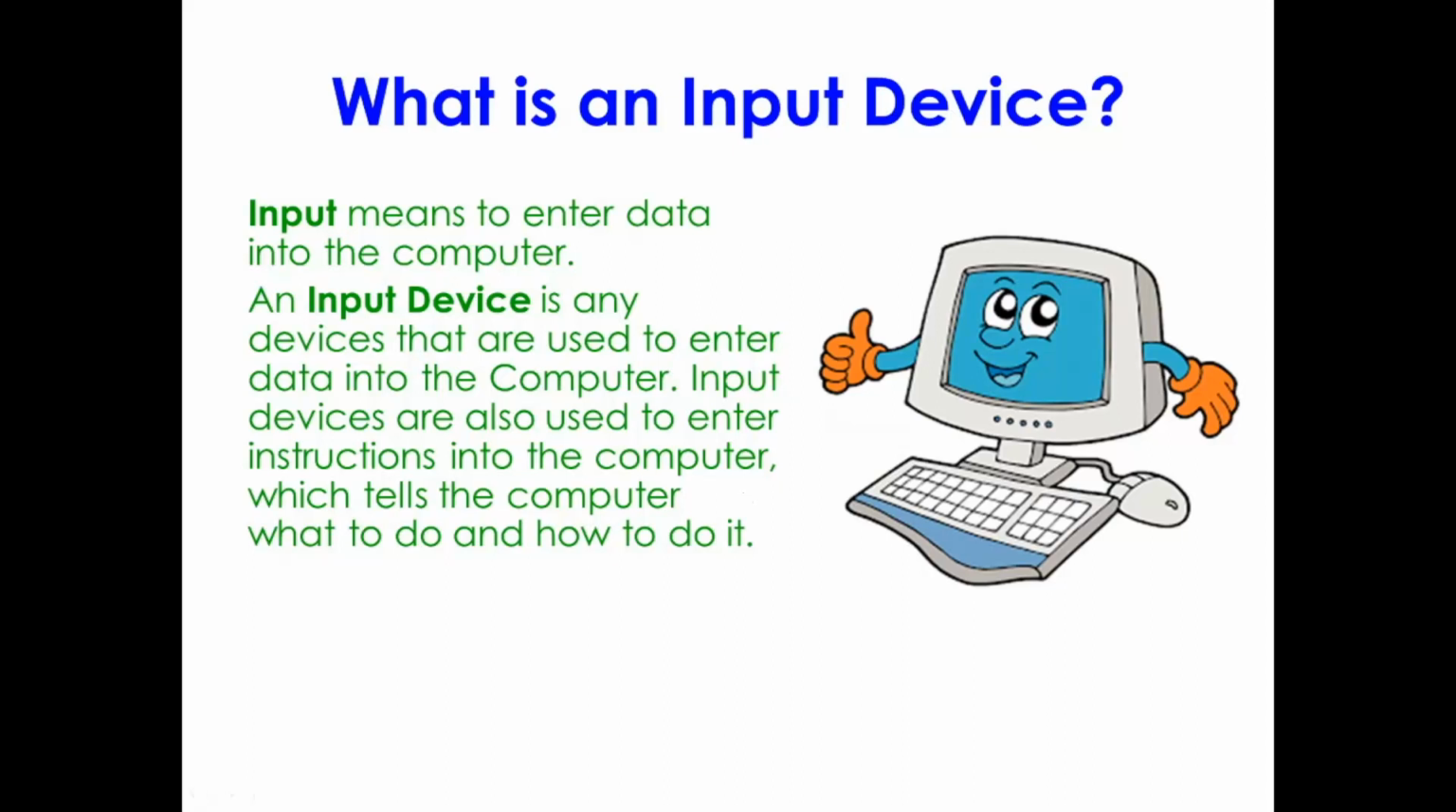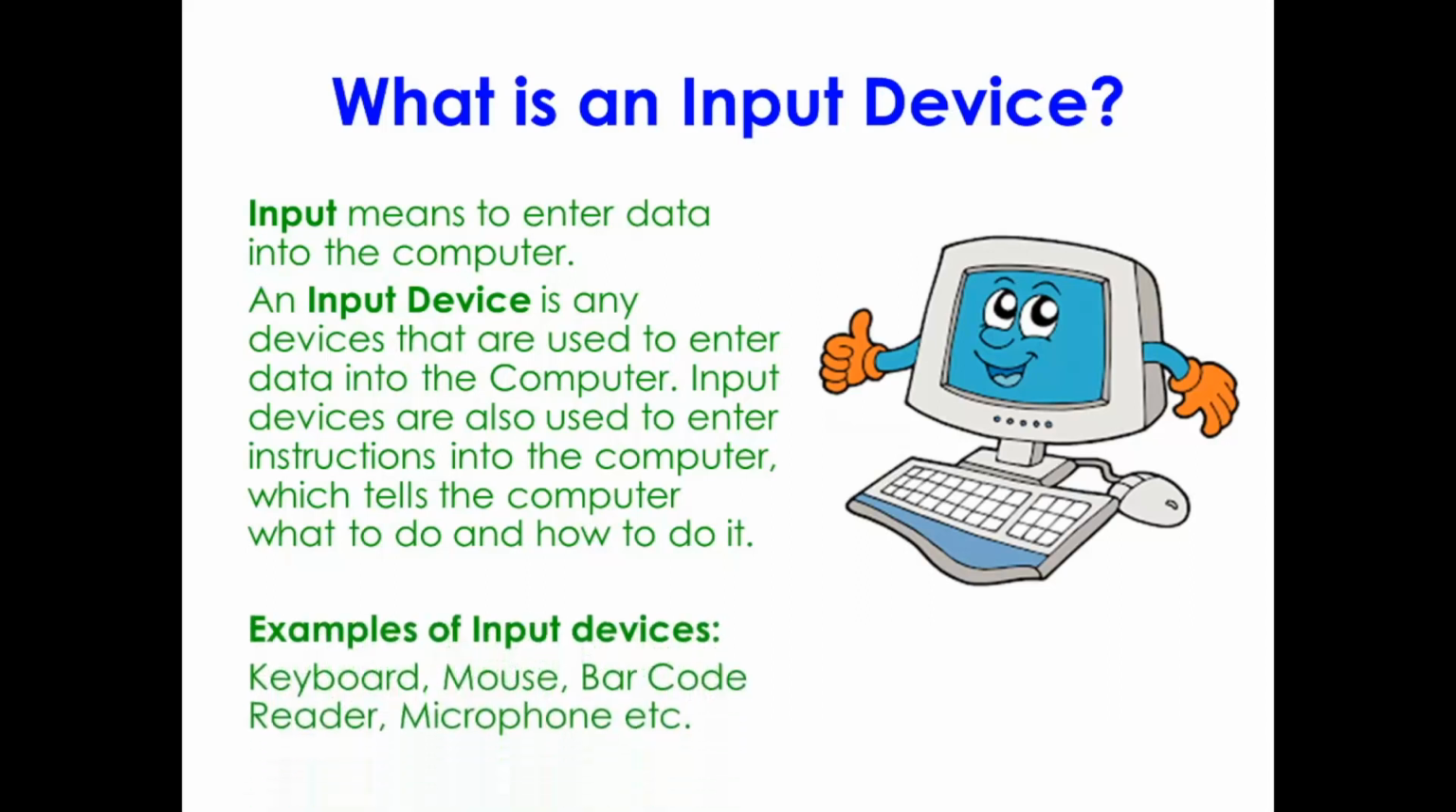As you know, computer is not an intelligent device. It needs to be told what to do and how to do it. So the instructions what to do and how to do it are also entered through input devices. The examples are keyboard, mouse, barcode reader, microphone, digital camera, web camera, QR code readers and many other input devices that can be used to enter something into the computer.